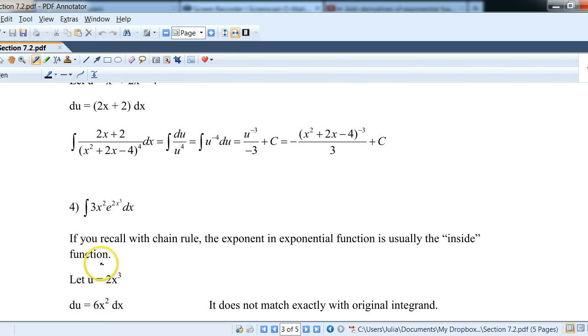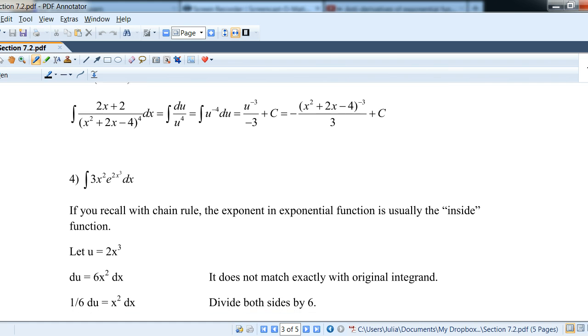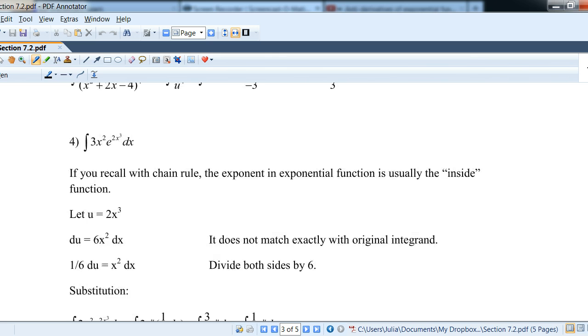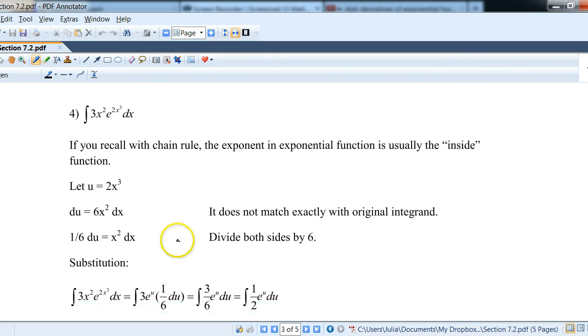Notice here we have 6, in the integral we have 3. Once again, it doesn't match exactly, but that's okay. If it doesn't match, we divide both sides by 6. That's how I get 1/6 du equals x squared times dx. So this is how I like to modify it. So when we perform the substitution, so here's what I like to do.